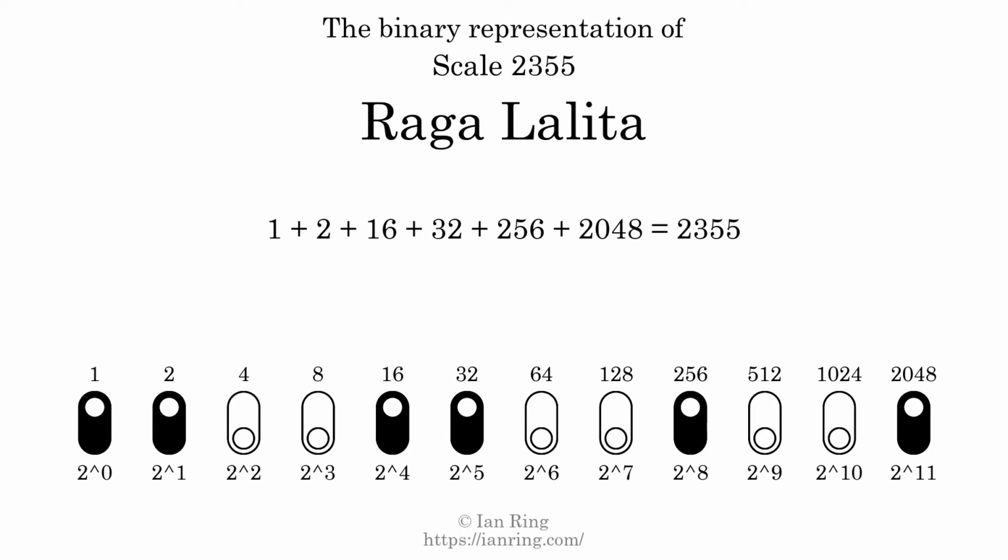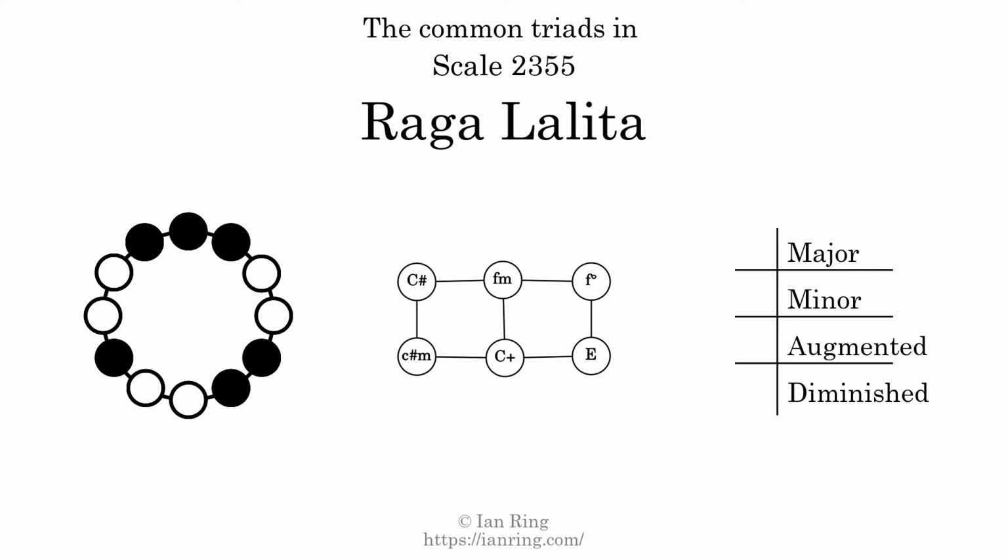2355. The scale number not only enumerates the scale with a unique index, but it also literally describes the tonal content of the scale. Represented as a binary number in base 2, the scale number is 1001001100011. Here are the common triads present in this scale.